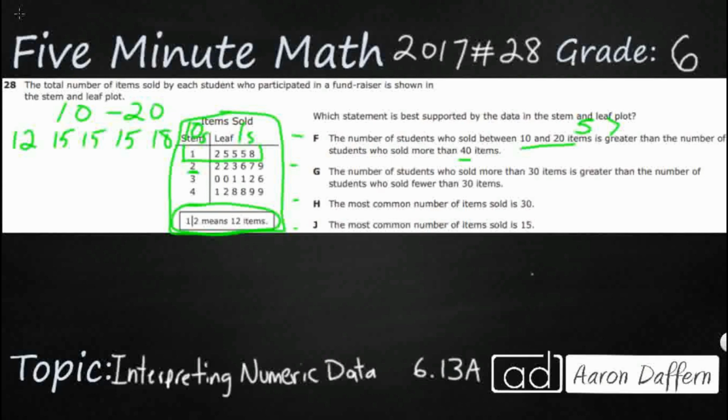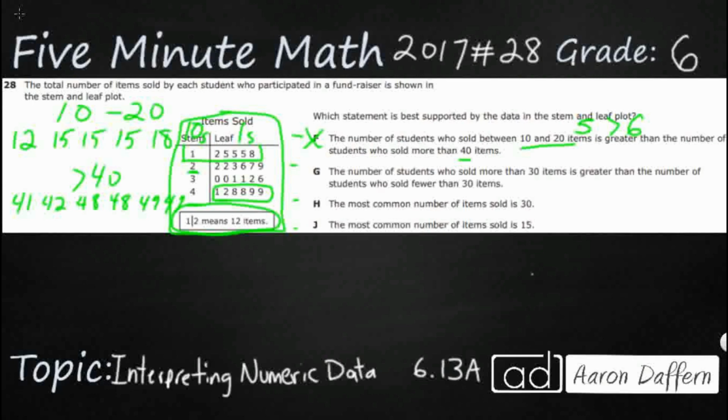So I don't have any 40s. So here's going to be my more than 40, and that's going to be that final stem of 41, 42, 48, 48, and then 49 and 49. Actually, it looks like I got 6. So that's not going to work. 5 is not greater than 6, so that is incorrect. Let's take a look at G.